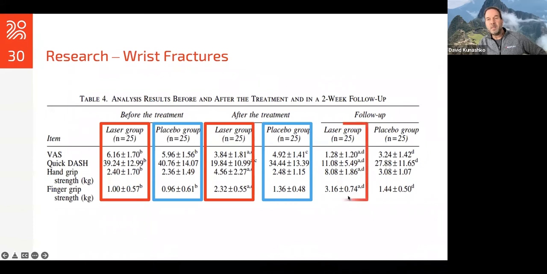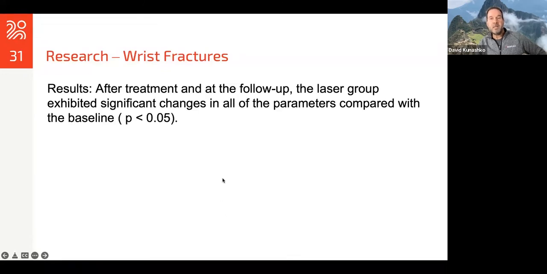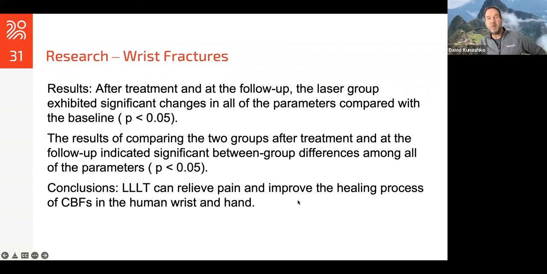Then follow-up, so after the 2-week follow-up, again, you can see the pain was markedly reduced in the laser group, and you can see the results for placebo as well, okay? So the results obviously showed that the laser group exhibited significant changes in all parameters compared with the baseline. The results of comparing the two groups found that laser therapy helped relieve pain and improve the healing process of closed bone fractures in the human wrist and hand. So it just goes to show you that there is research to show that this can be very effective.